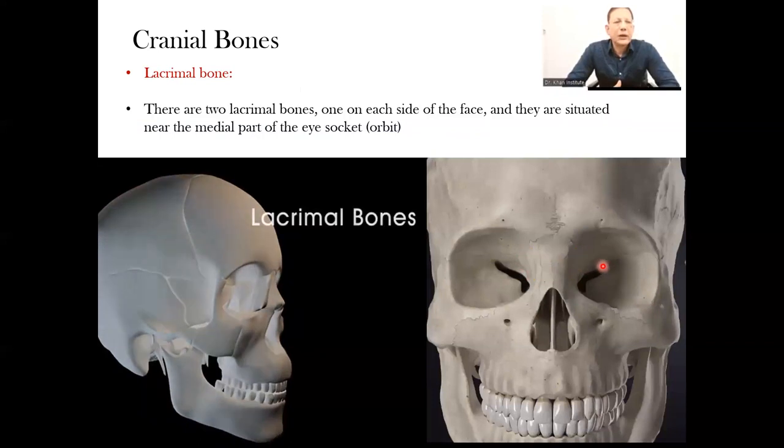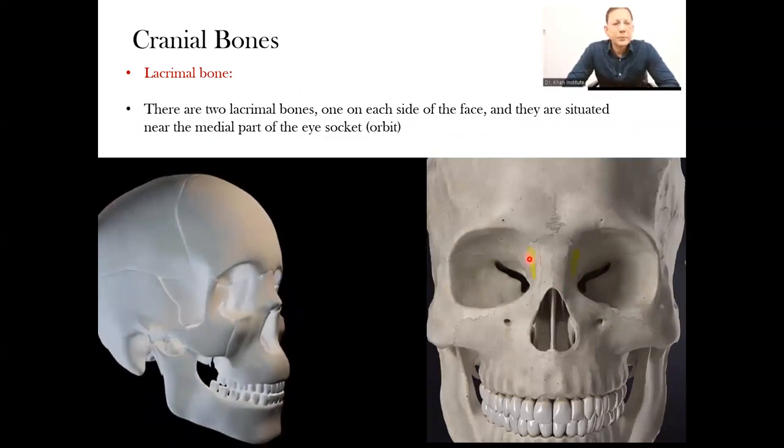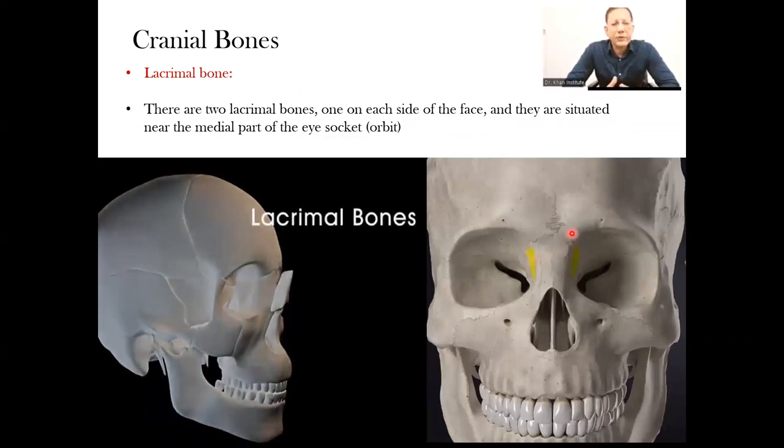The lacrimal bones are also paired bones. They are two in number. They form part of the facial skeleton situated on the medial aspect of the orbit. The functional role is to participate in the creation of the lacrimal apparatus, which produces and drains tears.